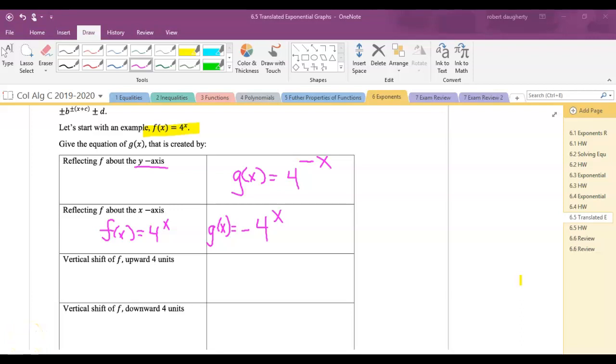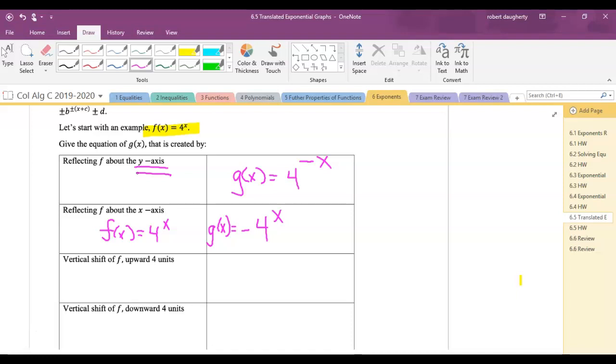So translations of functions, bear with me, let me just repeat what we did. If you've got a function f of x is 4 to the x, to reflect it about the x-axis, it's just g of x equal negative 4 to the x. Putting a negative in front of the entire equation reflects it about the x-axis. We've done that with other things, polynomials and parent functions. The new thing is to reflect it about the y-axis. So in this case, if I write 4 to the negative x, so I just put a negative in front of the exponent, that reflects it about the y-axis.